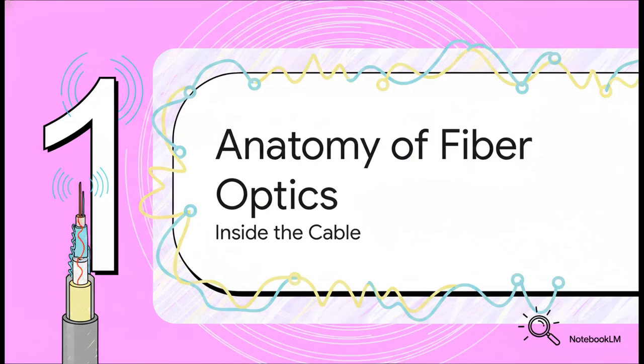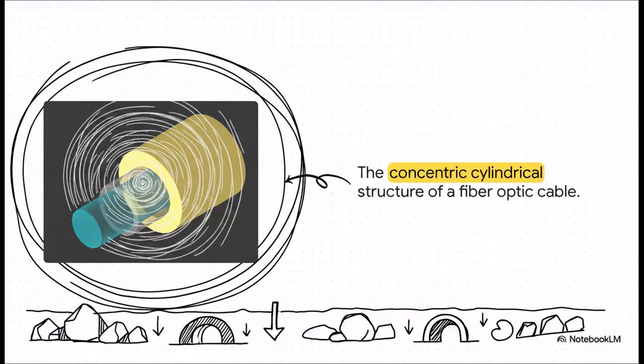Section 1, Anatomy of Fiber Optics. Because before we can even talk about the light itself, we really need to understand the physical vessel that's carrying it. Okay, let's dive into this and take a look at this elegant design. It's essentially just an incredibly simple concentric cylindrical structure. Basically, cylinders nested inside of other cylinders, kind of like an onion.